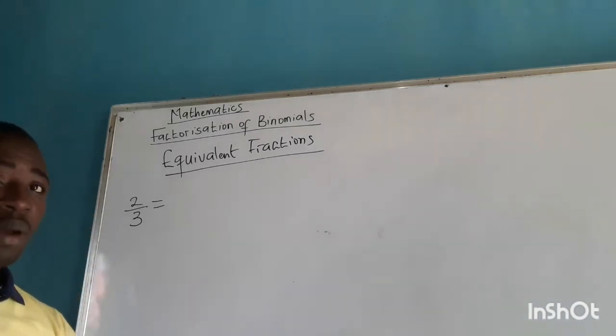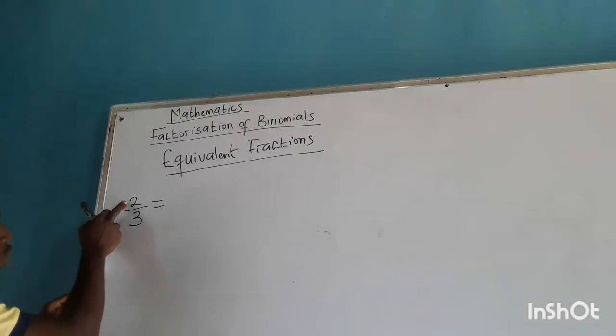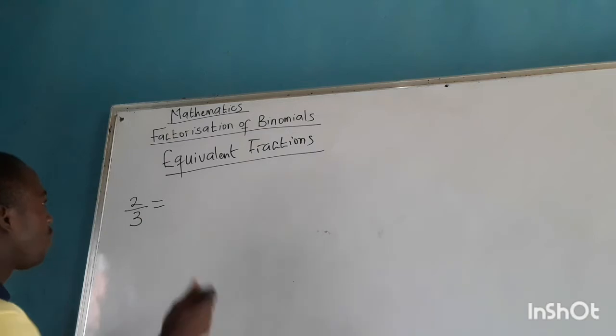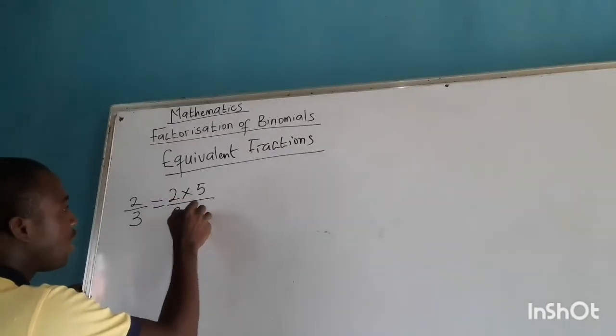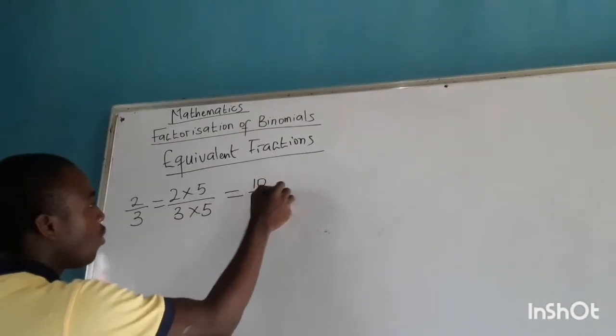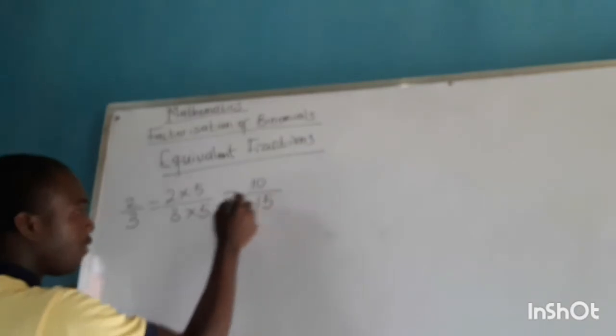We could choose, for example, 5. So when you multiply this one by 5, you must also multiply the down by 5. So you get 2 times 5 all over 3 times 5. This will give you 2 times 5, 10 over 3 times 5, 15.